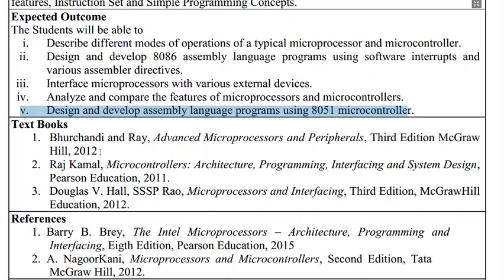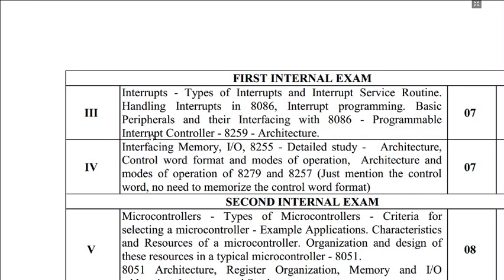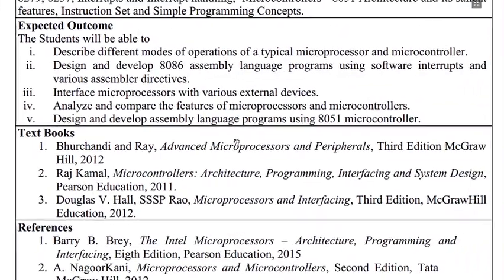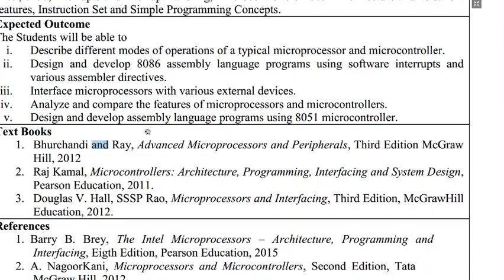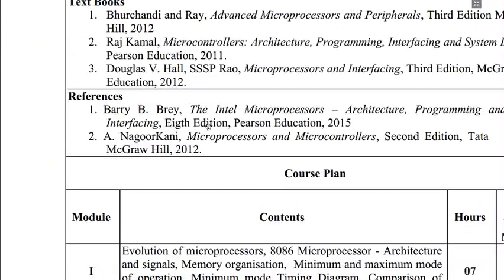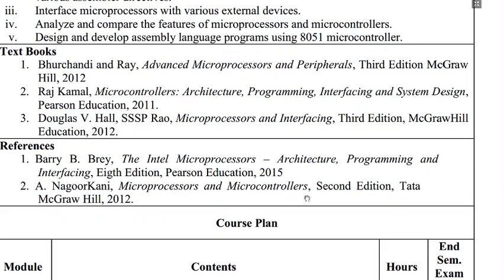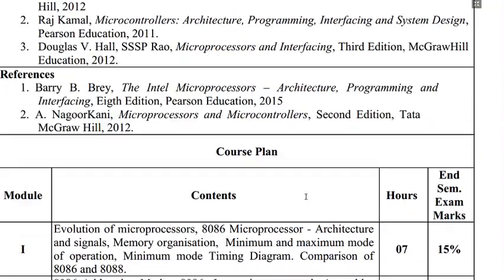Now the important part, the textbook used for this course. Textbook number 1, Bhurchandi and Ray, Advanced Microprocessors and Peripherals, McGraw-Hill, 3rd edition. This textbook actually covers the syllabus line by line. So if you are concerned about completing the topics mentioned in the syllabus in the same order, you can follow this first textbook. This entire syllabus is structured based on that textbook.